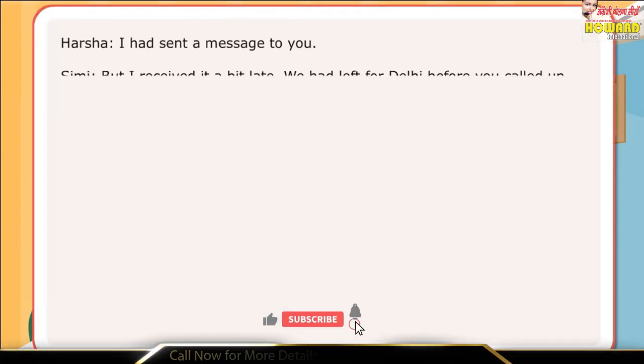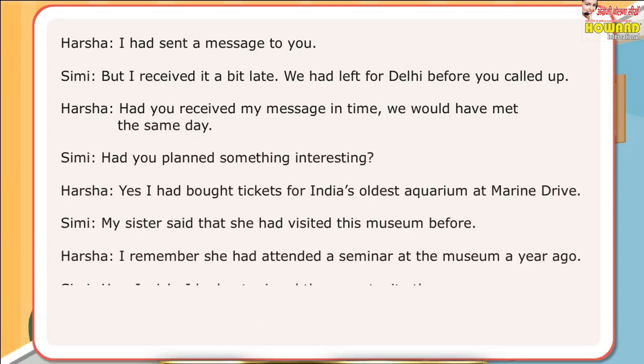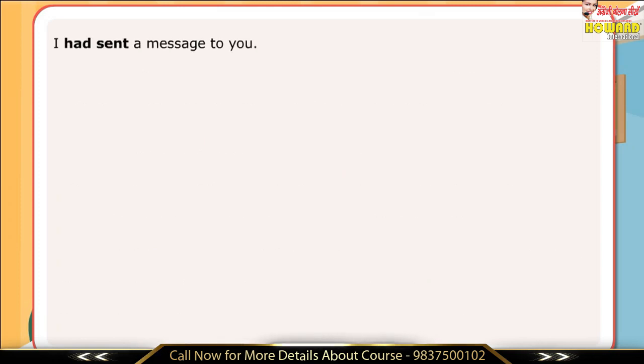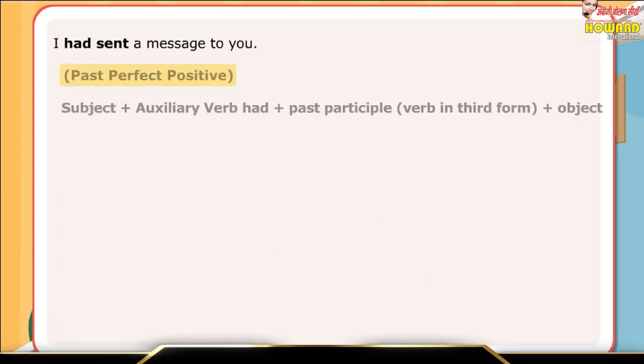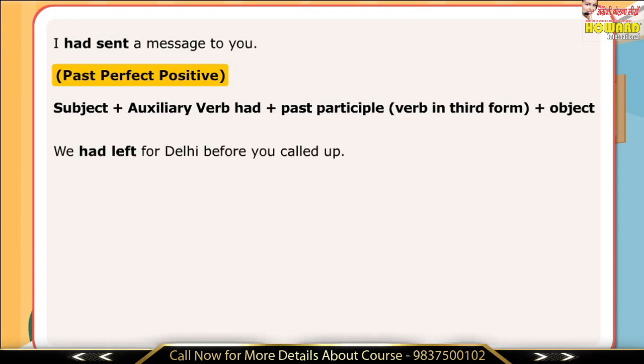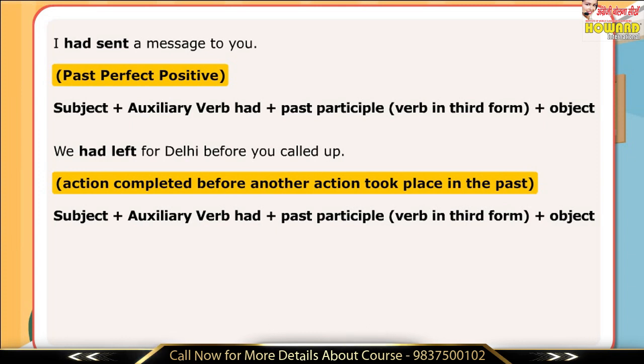In the dialogues between Harsha and Simi have used the verbs in the past perfect tense. Here are examples of sentences with verbs in past perfect tense. I had sent a message to you. Past perfect positive. We had left for Delhi before you called up. Action completed before another action took place in the past.